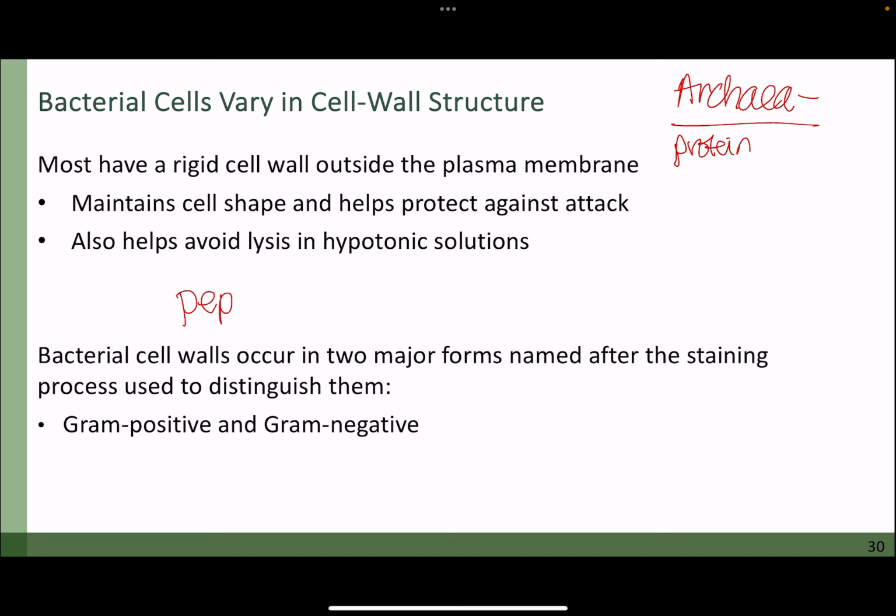So it helps the cell to maintain shape. It helps to protect against attack. It helps to protect against infection, so against viruses, against conjugation and whatnot. It's not perfect. We do still have viral infections. We do still have conjugation happening, but it does help to protect against that. It also helps the cell to avoid lysis. Lysis means to break.